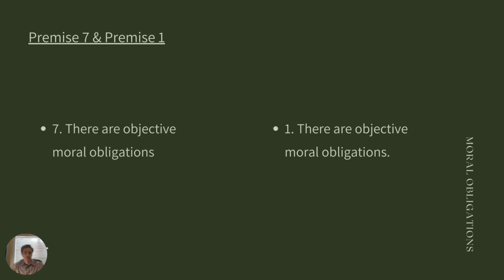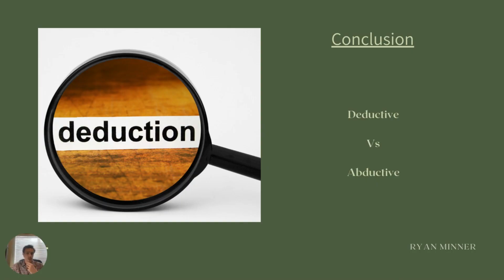Now, this here is wrapping up what I've been talking about, and it shows you here that premise 7 and premise 1 are the same. Premise 7 says there are objective moral obligations, and premise 1 says there are objective moral obligations. Now, notice too that premise 7 is the same as premise 1 in the previous argument. So now we're talking about the two different arguments here, right? So the abductive and the deductive, right? Which reveals that both the deductive and abductive arguments from moral obligation are predicated on the existence of objective moral duties.